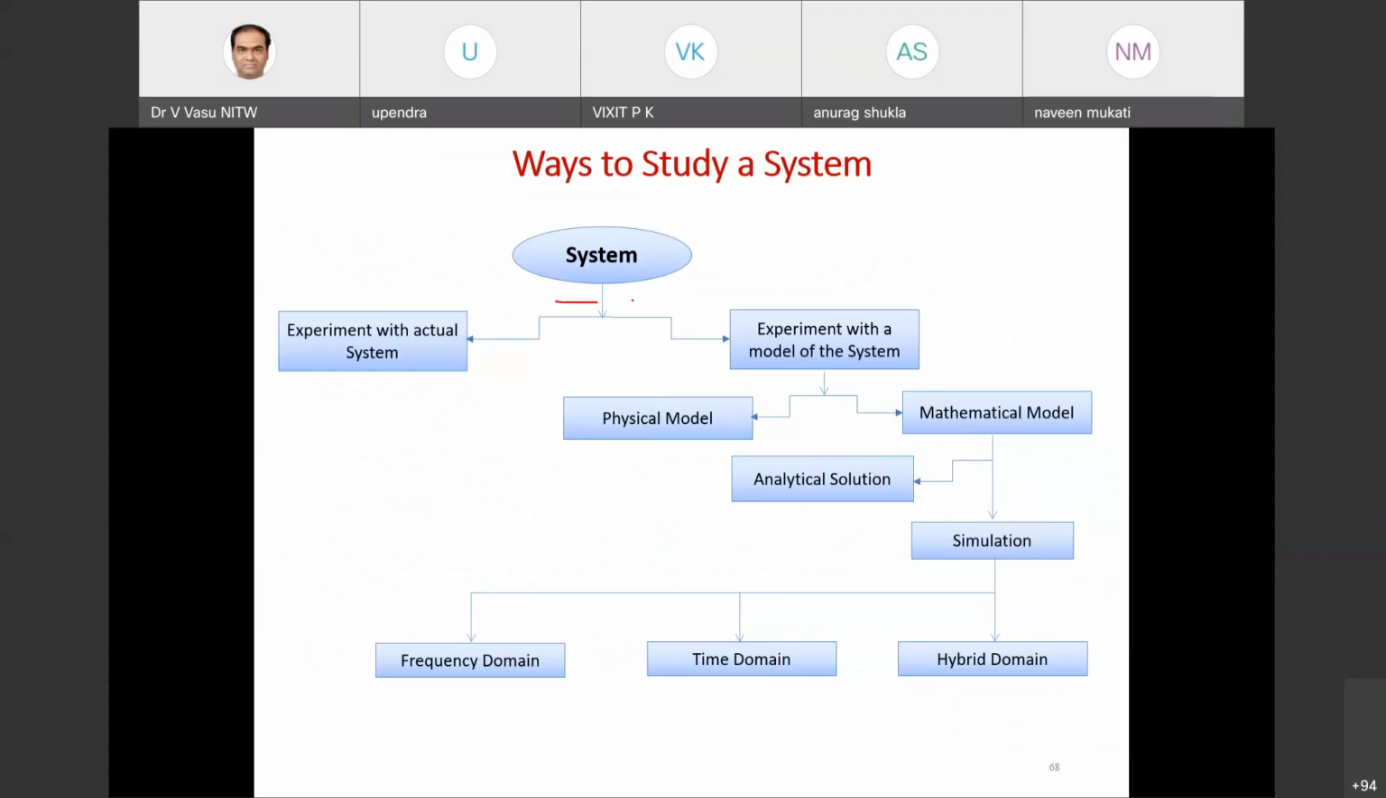If we have a system, we can experiment with the actual system, or experiment with a model of the system. This can be physical modeling and mathematical modeling. In mathematical modeling, you can go for the analytical solution or simulation. In simulation, you can have frequency domain analysis, time domain analysis, and hybrid domain analysis.